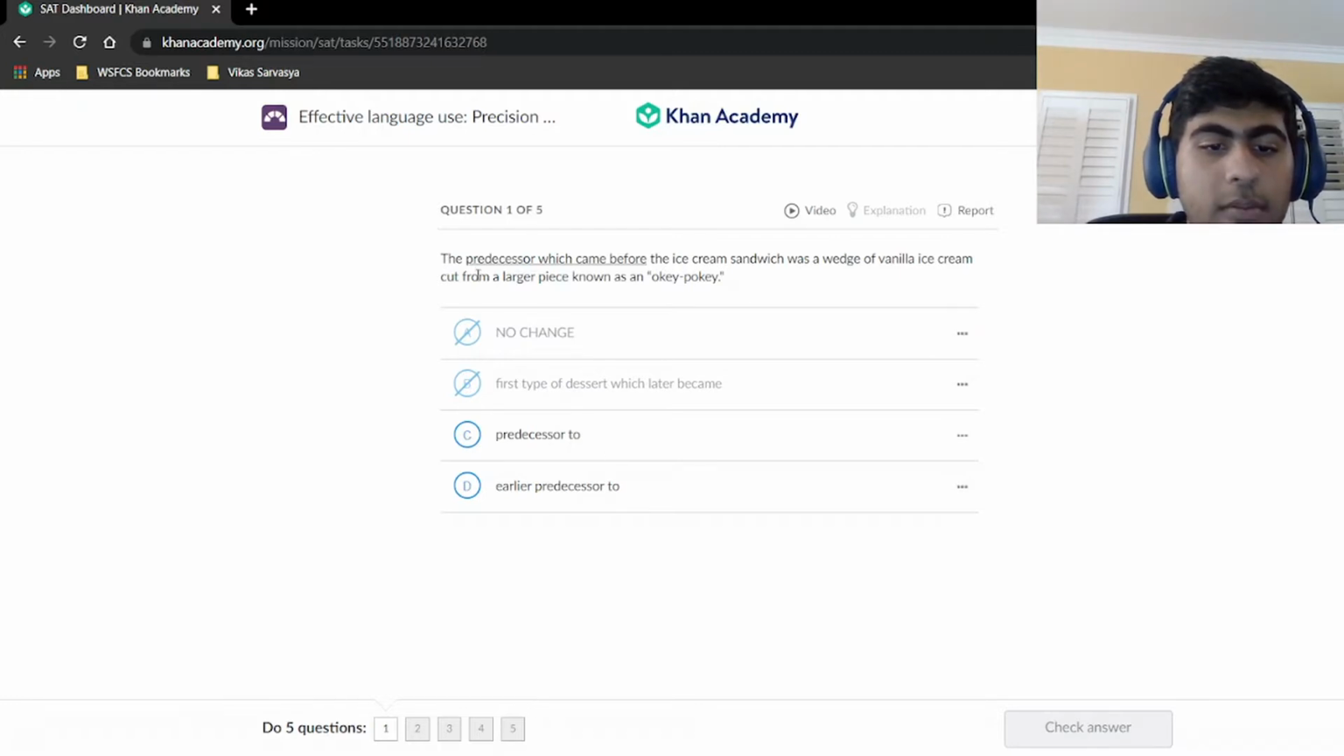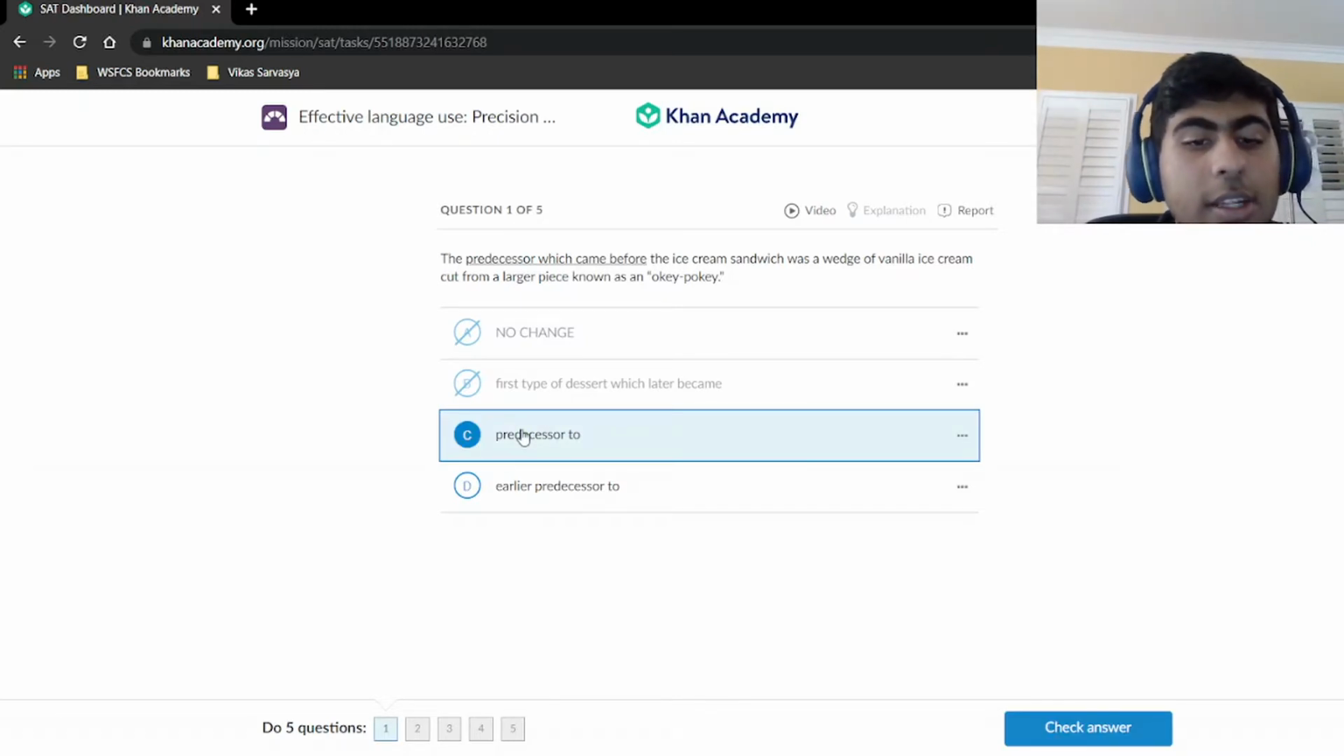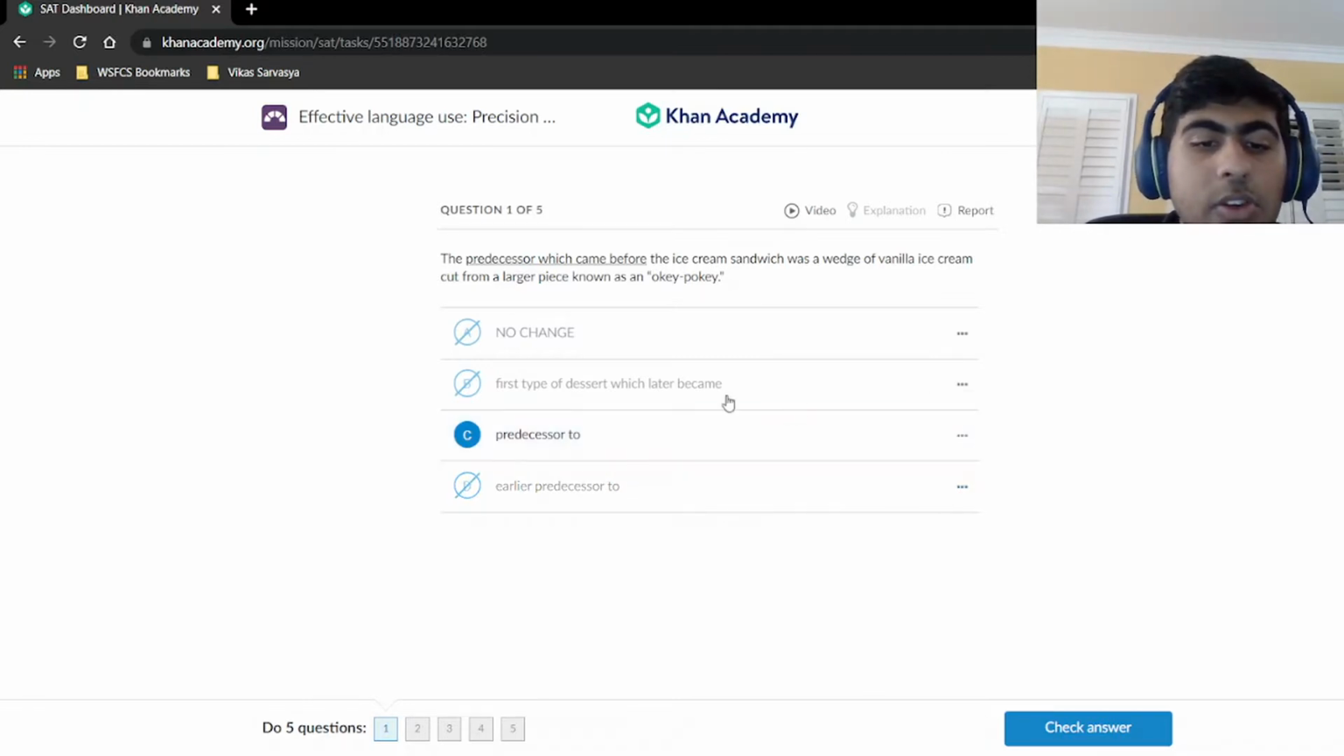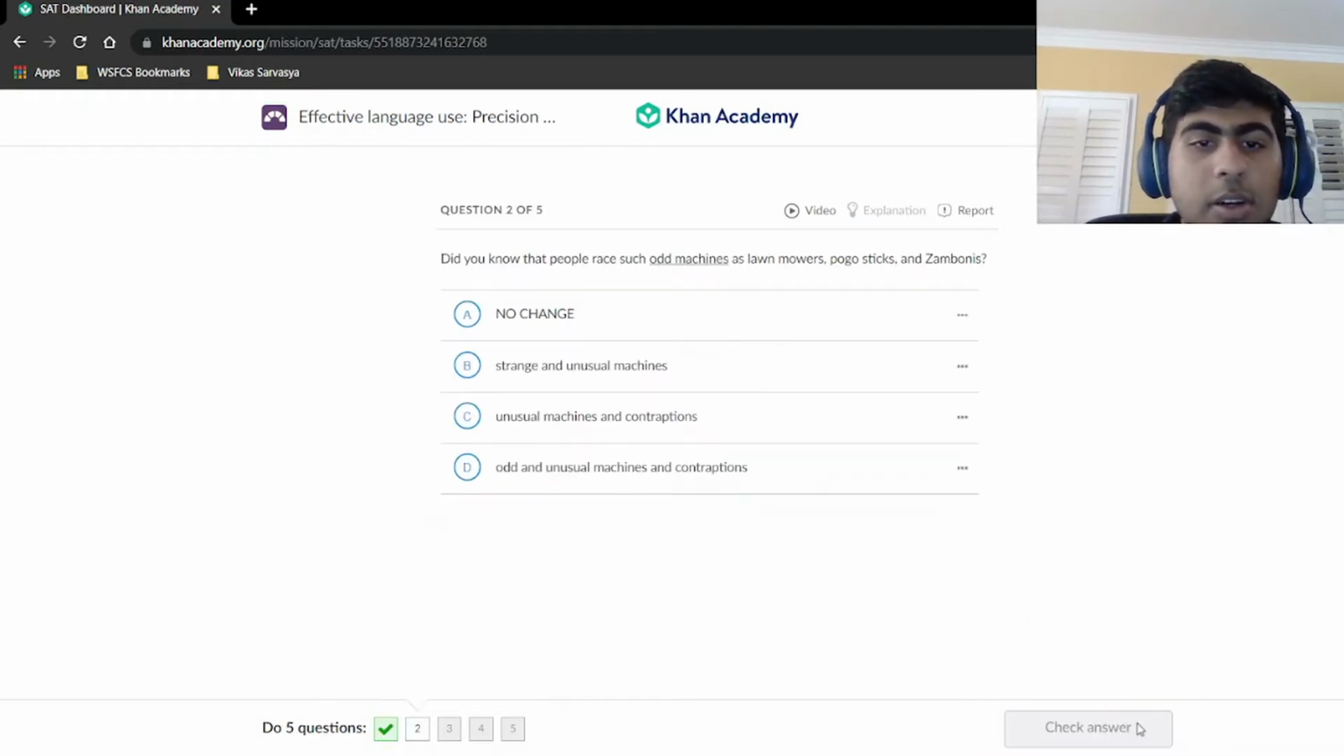And then the third one, we have the predecessor to the ice cream sandwich. That seems correct. The predecessor to the ice cream sandwich, what came before the ice cream sandwich, it's extremely concise. It only says what it means once. It doesn't repeat anything. So this looks like it can be our answer. And then we look at our last answer choice just as a check. We see earlier predecessor to. Well, earlier and predecessor mean the same thing, right? We're repeating the message here. So this is not concise, it's not precise, so our answer choice is going to be C. And we can move on to the next question.